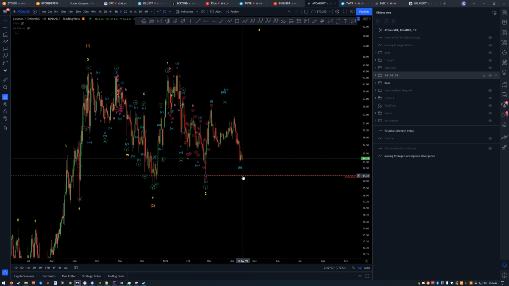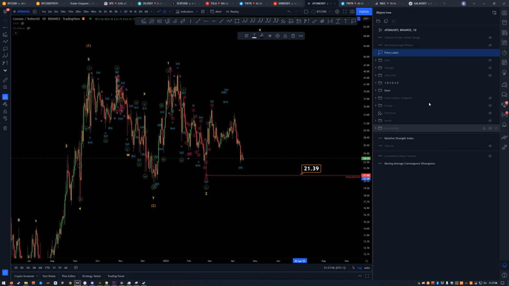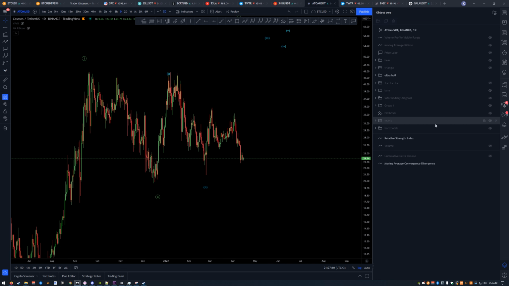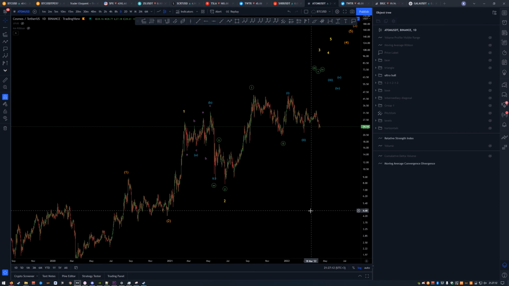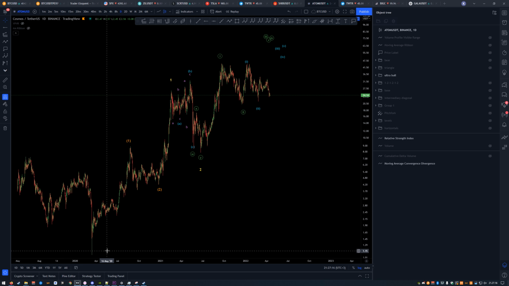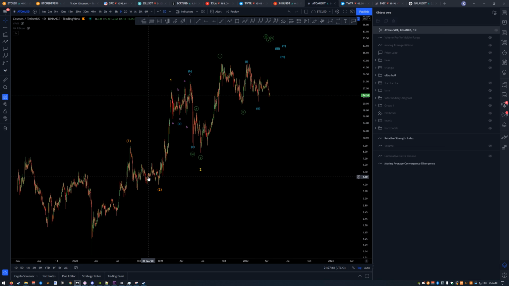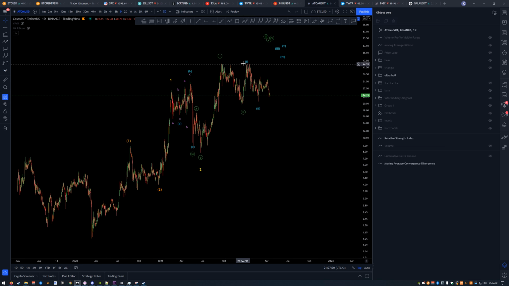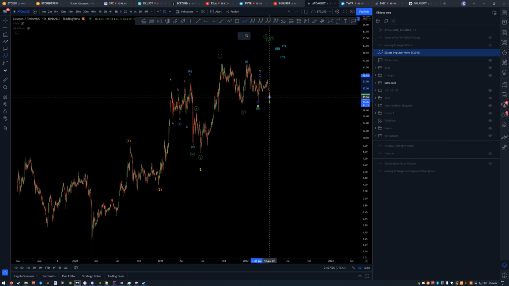Invalidation for this is the same as again for the previous one, around $21.40. Now there's another really ultra bull count again, where we have this nested pattern of 1, 2s, 1, 2 here, 1, 2, 1, 2, 1, 2, and now 1, 2 again. Again the same invalidation point.